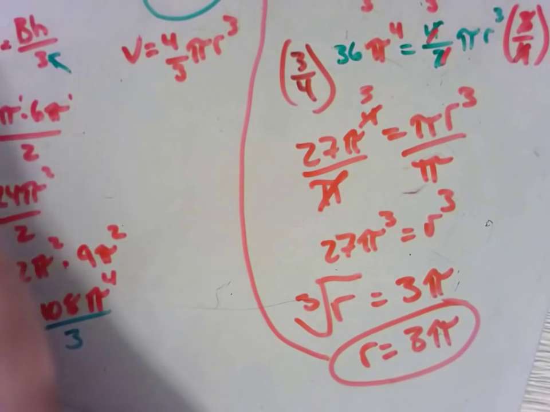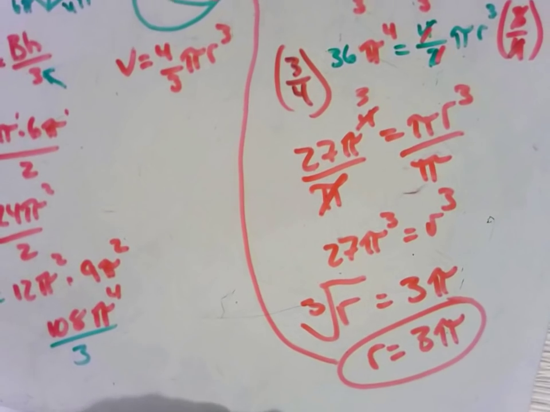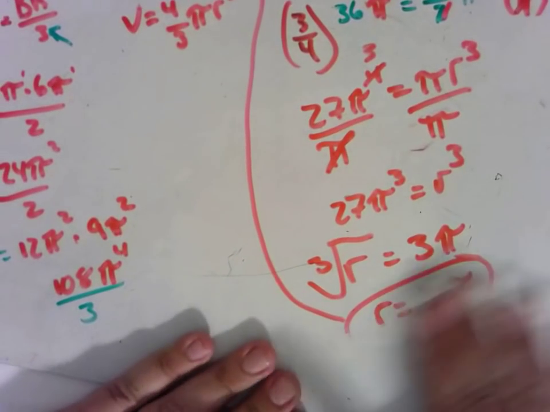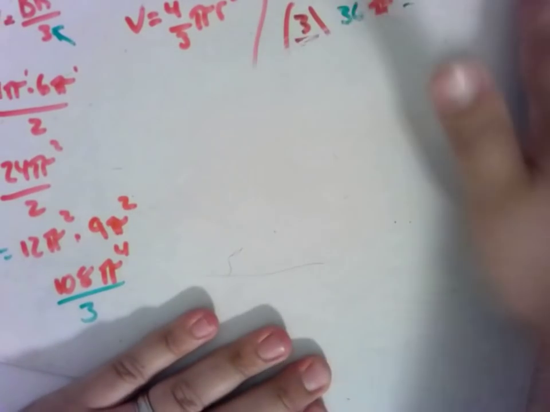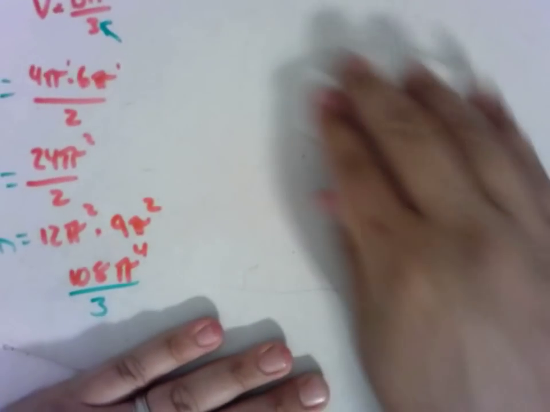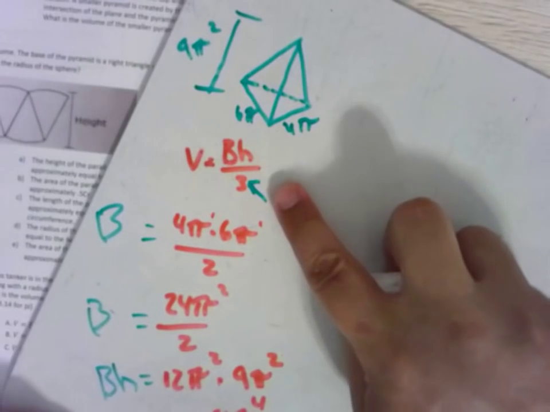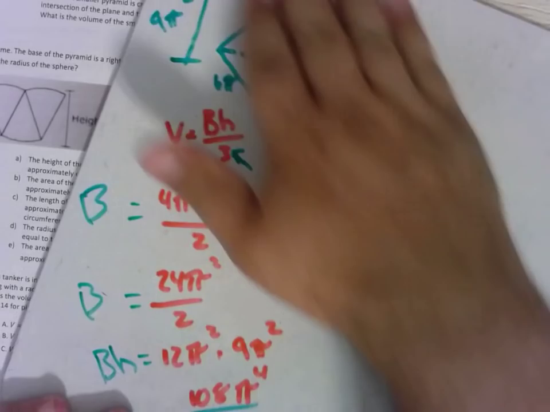Watch that question again for those of you who really want a shot at this. This is not a hard question. You just have to remember all the pieces. I forgot to divide by 3. It's a big piece of this volume formula. Find the area of the base, multiply it by the height, then divide by 3.